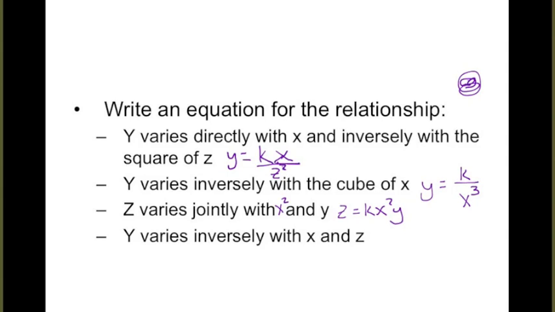And the last one, y varies, so y equals inversely, so that's a division with x and z. So we're going to put both of those on the bottom, so they're both a divided by relationship. Questions on any of those?